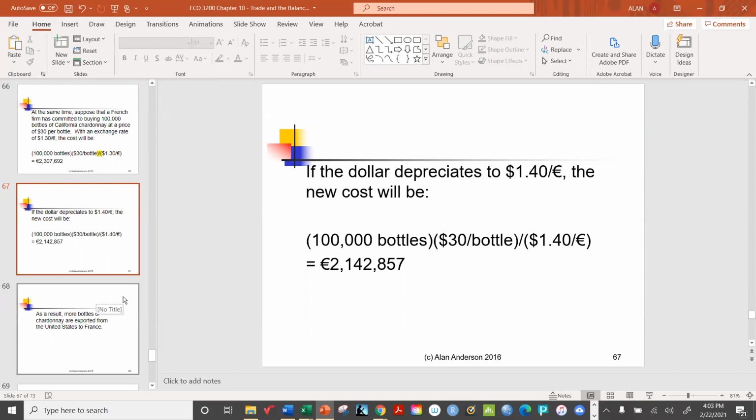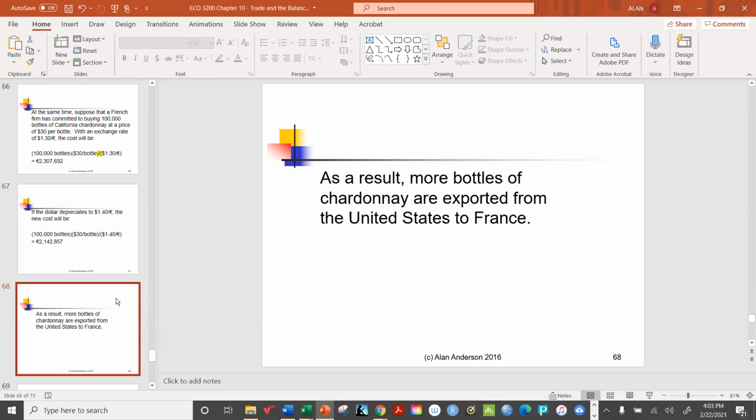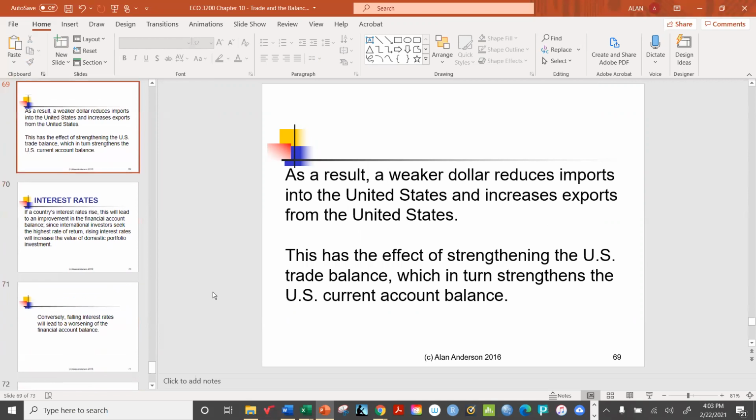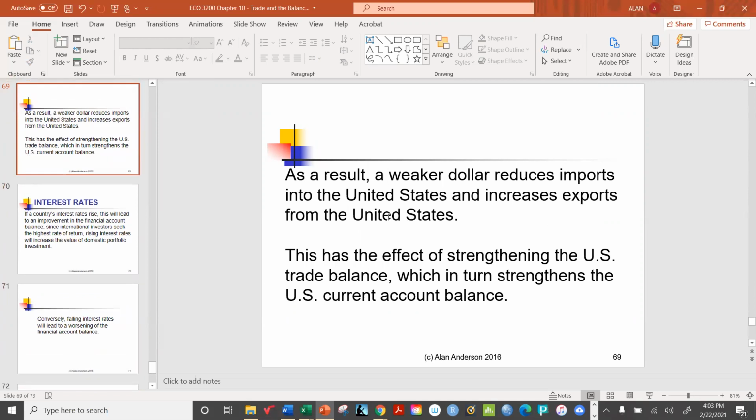Okay, so the weaker dollar sounds like a negative development, but it does help with the trade balance, doesn't it? Yes. So therefore, yes, a weaker dollar reduces imports into the US, increases exports from the United States to foreign countries, which means a trade deficit is reduced, and therefore so is the current account balance.